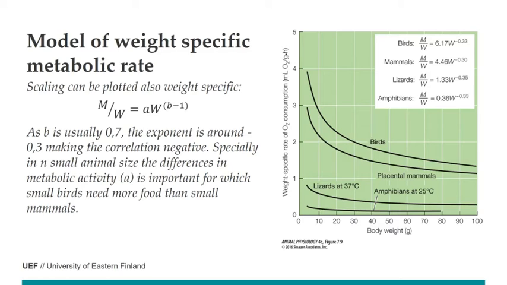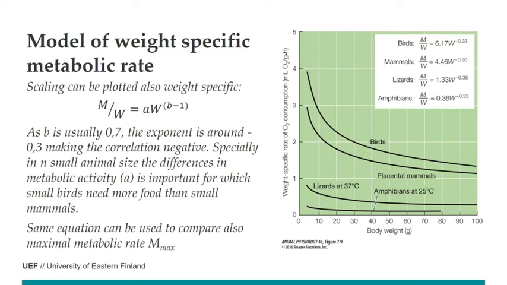And so it's especially in the small animal size that the difference in metabolic activity is important. But as you saw in the larger animals, it would not be such a huge difference whether it's a bird or a mammal. So the small birds need more food than the small mammals. But the same equation can also be modulated to compare the maximal metabolic rate.